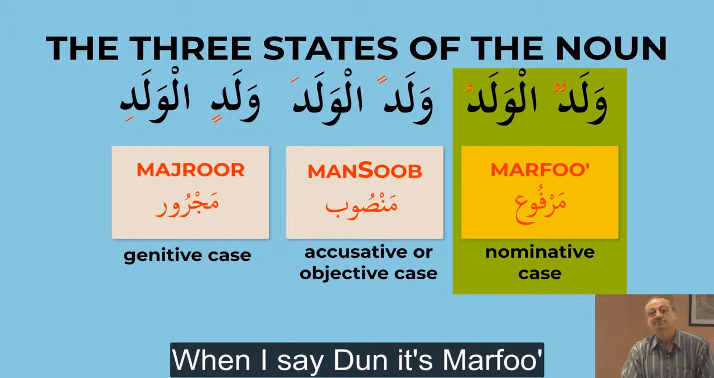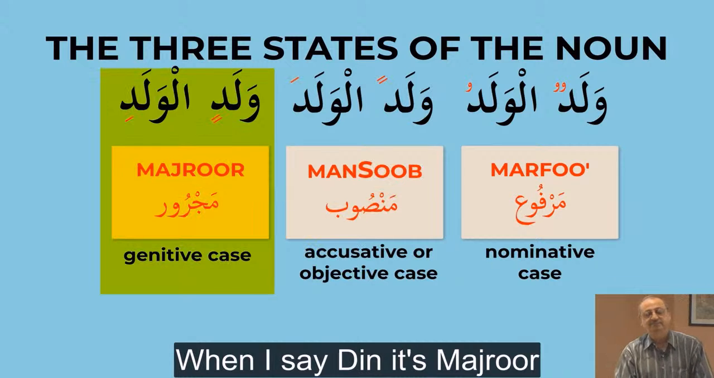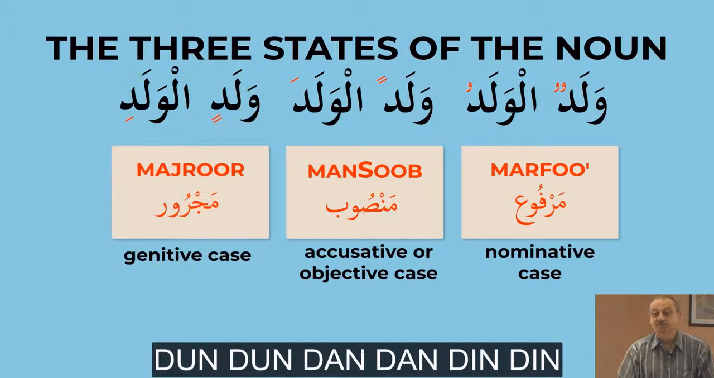When I say dun, it's marfu. When I say dan, it's mansub. When I say din, it's majrur. Therefore, dun dun dan dan din din, dun dun dan dan din din.